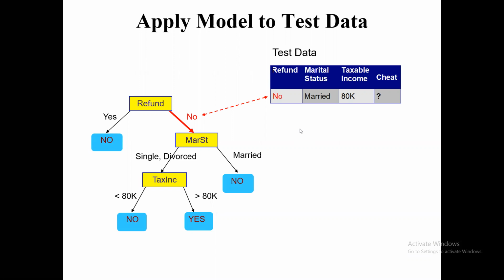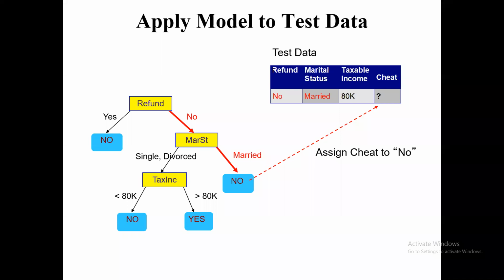Next, it performs another test, which is the marital status. In the example, the marital status is married, so it again goes to the right branch. And then it encounters the label of the example, which is no, that the person will not cheat. So the learning algorithm assigns the label of this particular example to be no. And this is how we can predict the label of unknown records using a decision tree.